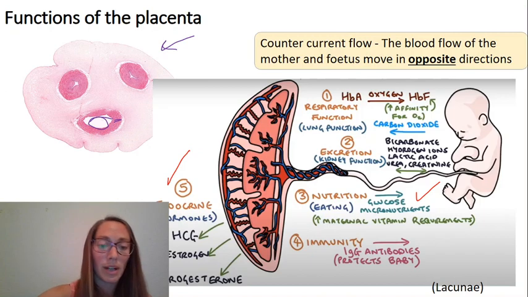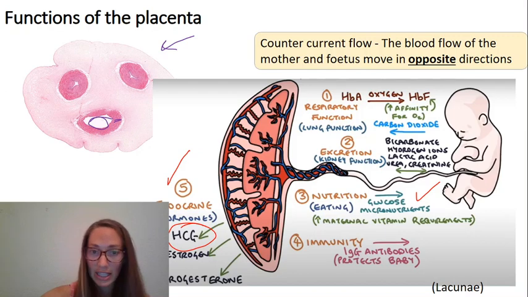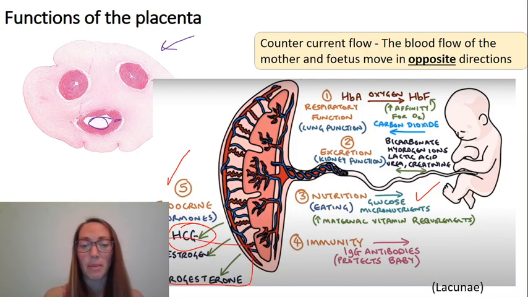So we've already mentioned human chorionic gonadotropin, so the thing that maintains the corpus luteum and allows for progesterone to be released in early pregnancy. And then eventually the placenta actually takes over from the corpus luteum and it releases estrogen and progesterone again, because these are really important in maintaining a healthy pregnancy.